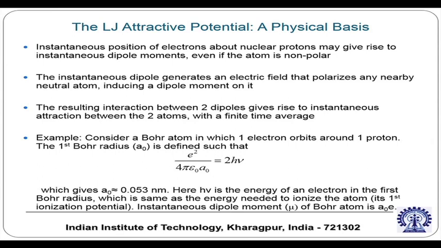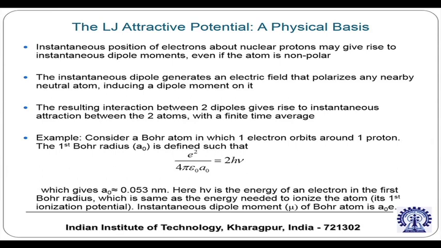Now, the Lennard-Jones attractive potential, a physical basis, that is the r to the power 6 component. The instantaneous position of electrons about nuclear protons may give rise to instantaneous dipole moments even if the atom is non-polar. We have discussed this in dipole-dipole interaction, the van der Waals interaction. The instantaneous dipole generates an electric field that polarizes any nearby neutral atom, inducing a dipole moment on it. The resulting interaction between the two dipoles gives rise to an instantaneous attraction between the two atoms with a finite time average.